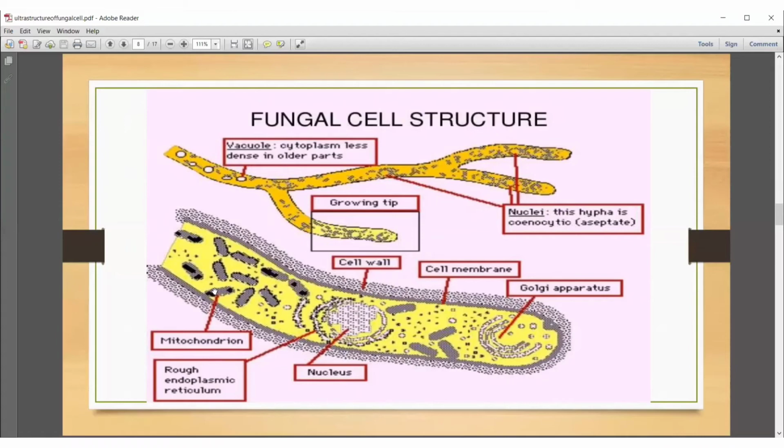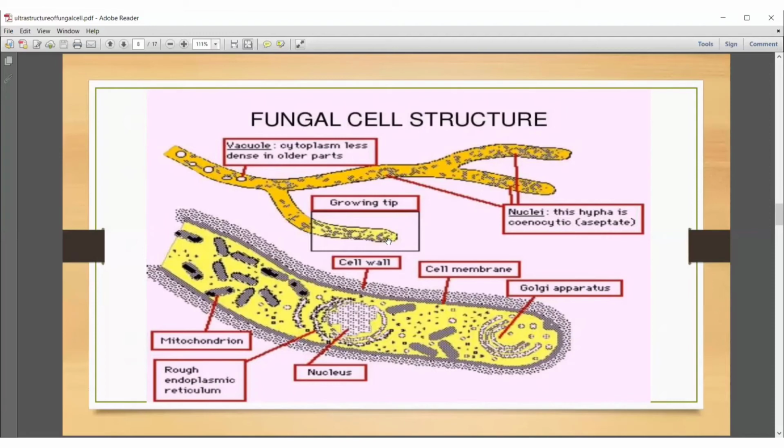Mitochondria we can see separately. Clearly visible elongated structure. Rough endoplasmic reticulum. Then it is the nucleus. It is a very important part of any cell. Golgi apparatus. Here vacuoles. Cytoplasm is less dense in older parts. Here it is the growing tip.